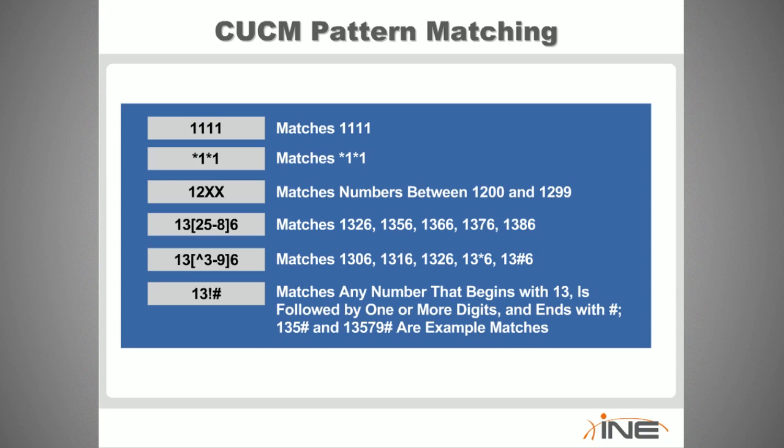1[3][2-8]6, 2-8 in the left-right brackets. That matches everything we see here to the right: 1326, 1356, 1366, 76, and 86. Okay, but it does not match 0 or 1, 3 or 4, or 9.